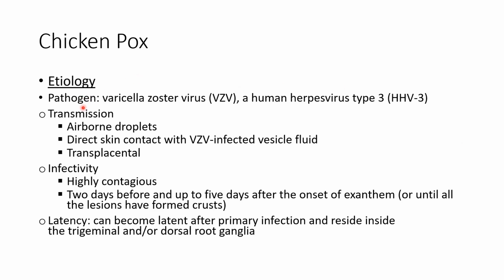Etiology: The pathogen causing chickenpox is varicella zoster virus, human herpes virus type 3. Transmission is through airborne droplets, direct skin contact with varicella zoster virus infected vesicle fluid, and transplacental. Infectivity: Chickenpox is highly contagious, 2 days before and up to 5 days after the onset of exanthem or until all the lesions have formed crust. Latency: It can become latent after primary infection and reside inside the trigeminal and/or dorsal root ganglia.